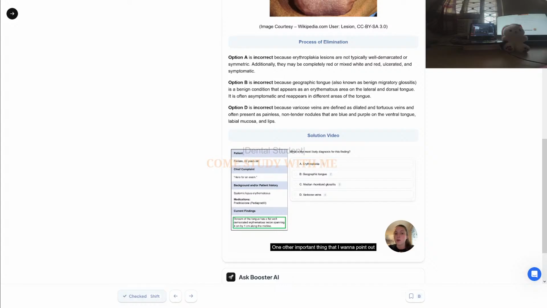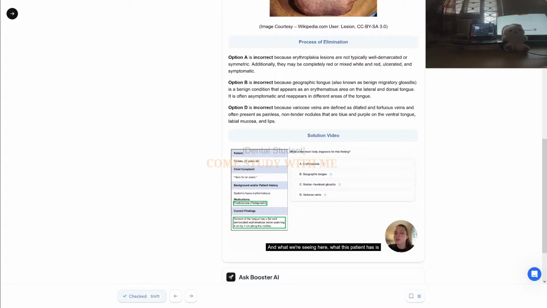One other important thing that I want to point out that we're told is the fact that she's taking this prednisolone, this glucocorticoid. She's likely taking it due to her lupus, and what it's doing is suppressing her immune system to fight this lupus. But the fact that she's taking this and we're getting this immune suppression can have other effects on her body. It can help lead to our diagnosis.